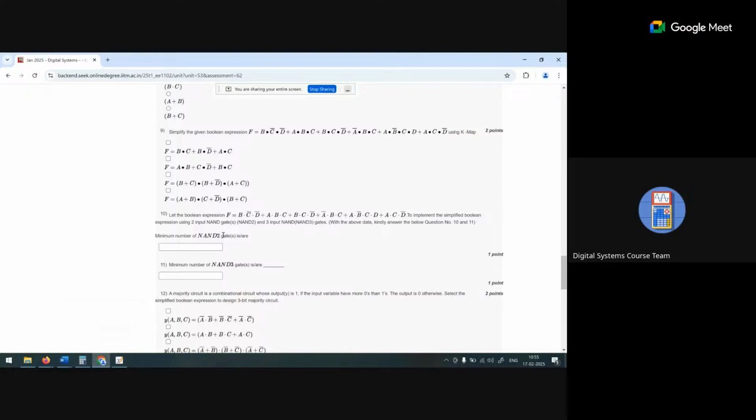NAND 2 means the NAND gate with 2 inputs, and NAND 3 is the NAND gate with 3 inputs. Yes, I simplified that, but drawing it was getting a little bit tougher, so that's why I asked you. You can share it with me. Okay, I will check that. We are not discussing it in the session.